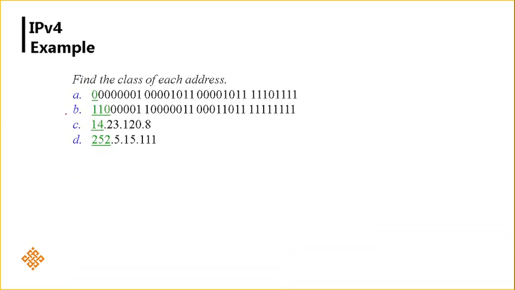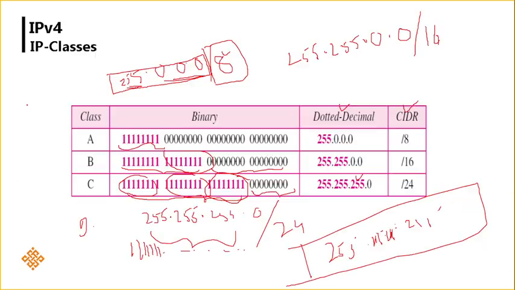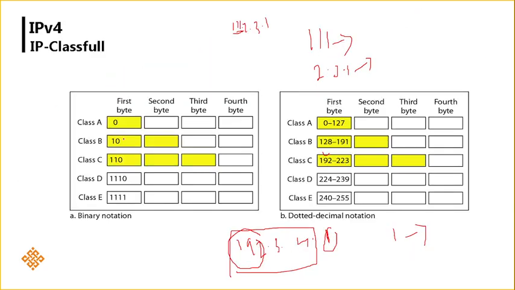Now some examples. Just by seeing the address, find the class of each address. To which class does this IP address belong? They are given in binary. You can see the first bit. If it is 0, it is class A. Similarly for the second address, the first bit is 1. If the first bit is 1, don't say it is class B immediately, because you should see the next bit also.